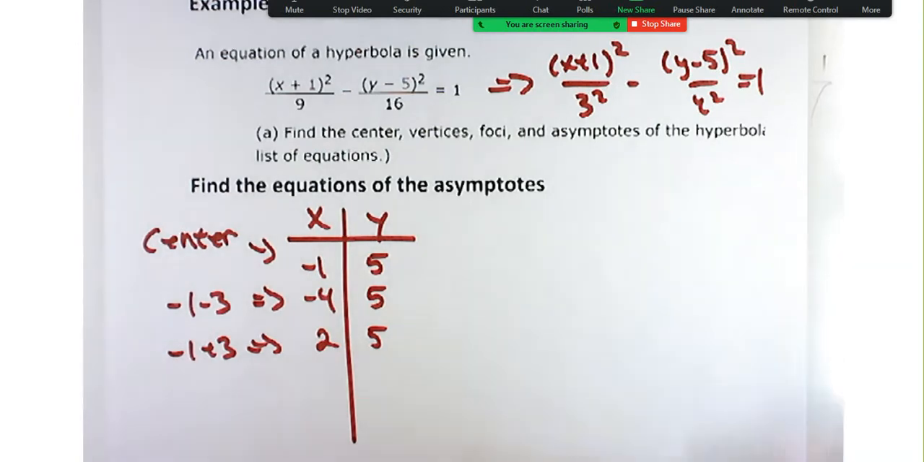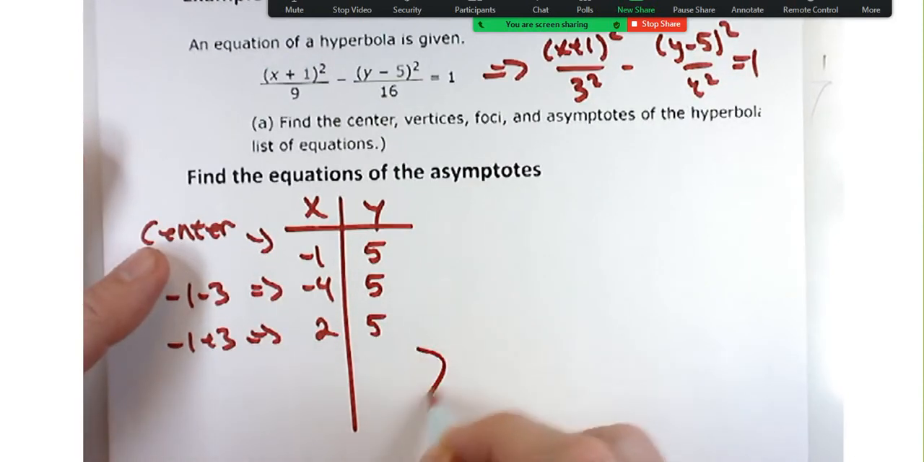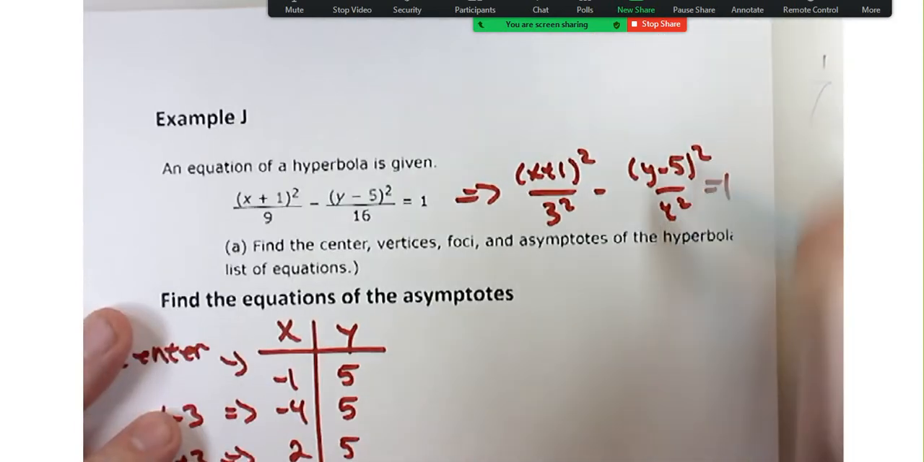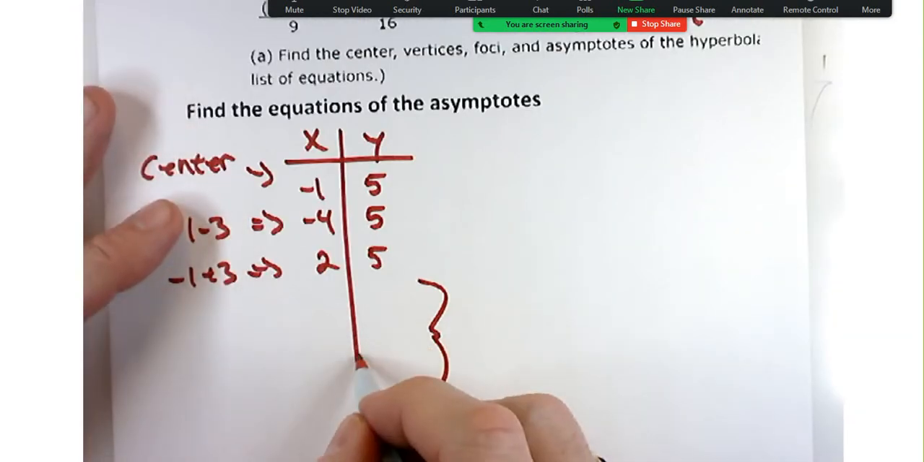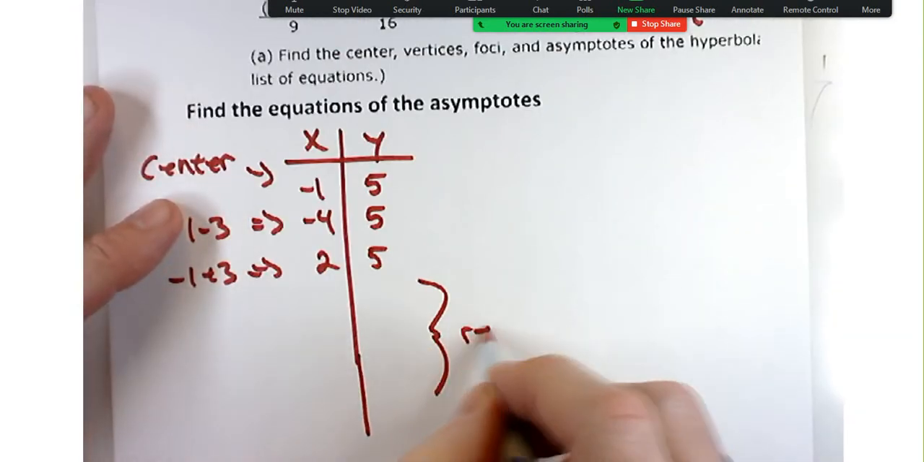Now there are a couple other points that I'll use to draw my box, to draw that rectangle. For the rectangle, I want to move up 5 and down 5 from the center. So let's do that. Rectangle.